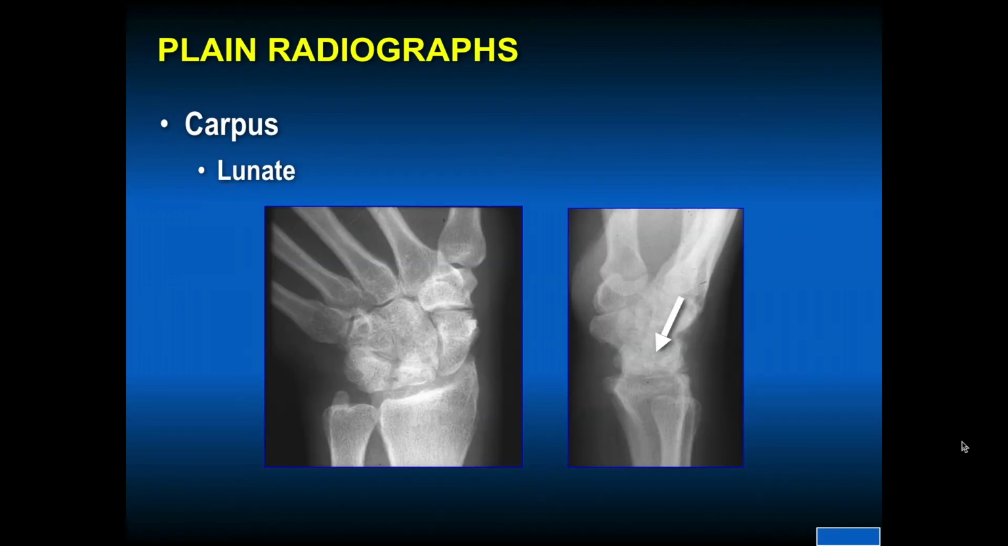The lunate can be seen here. This is a collapse of the lunate and arthritis. Could have been previous Kienbock disease, but this is the lunate right here. You can measure angles on the lateral view as well.